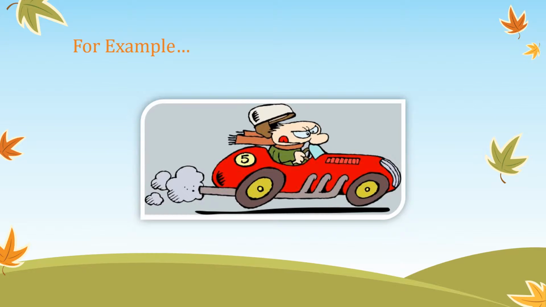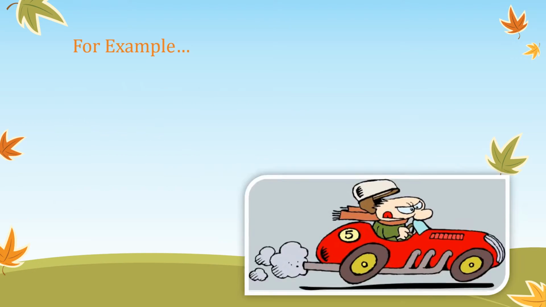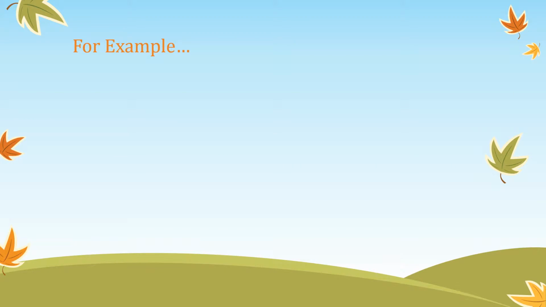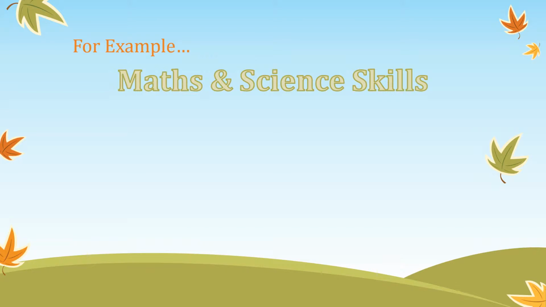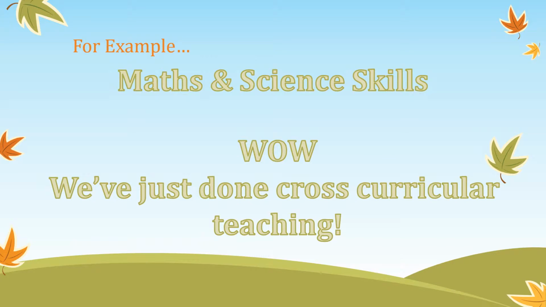An investigation into the top 5 fastest cars is instigated in the classroom. This uses Bob's knowledge and understanding of speed, measurement, data handling, comparison, evaluation and graphs to provide an outcome. This uses both mathematical and scientific skills in an engaging and thorough way that uses one subject to support another. Wow, we've just done cross-curricular teaching.